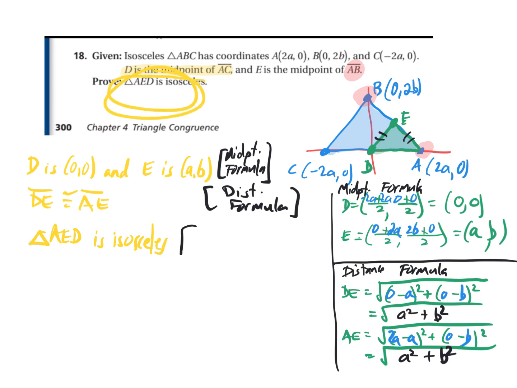And we finish this off by saying, well, that's what it means. If we showed that two sides are congruent, that's the definition of an isosceles triangle. And that takes care of problem number 18, this optional problem that some people chose to do for extra practice.